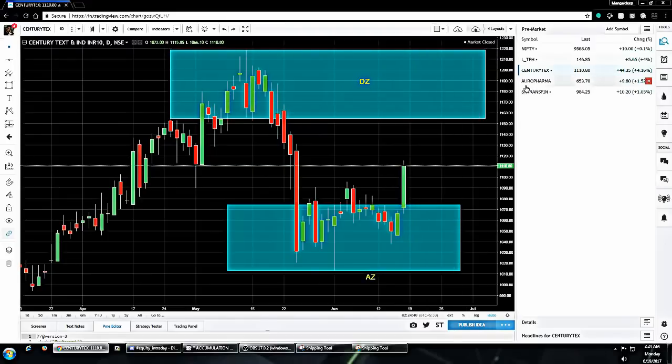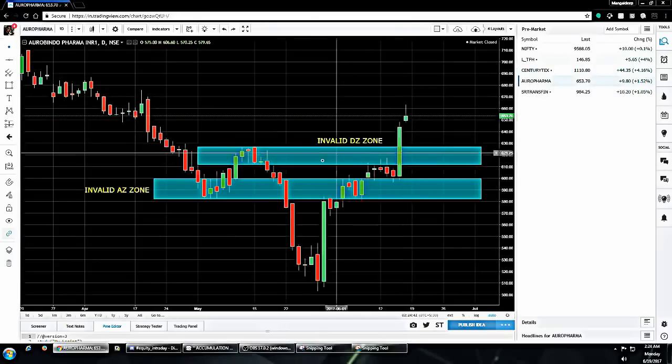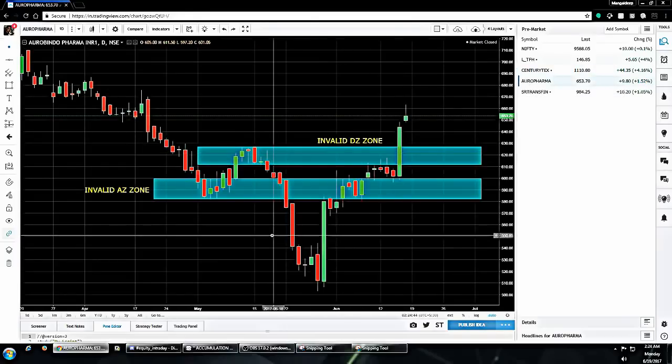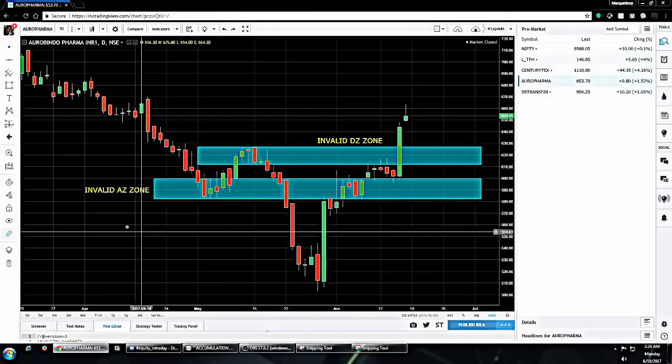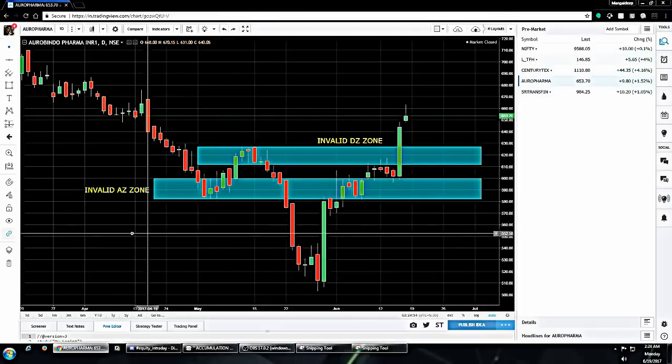Now moving on to Oro Pharma. Now we also need to know what is a valid zone and what is an invalid zone. The two examples that I showed you earlier are valid zones. Let me show you what an invalid zone is.